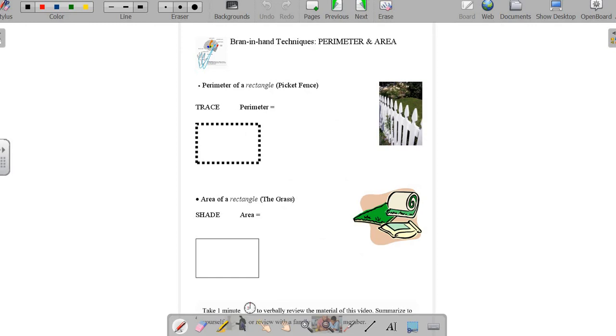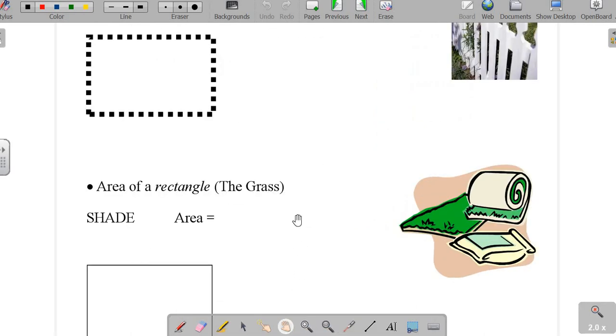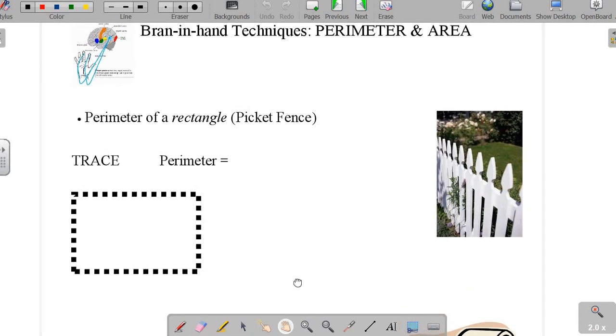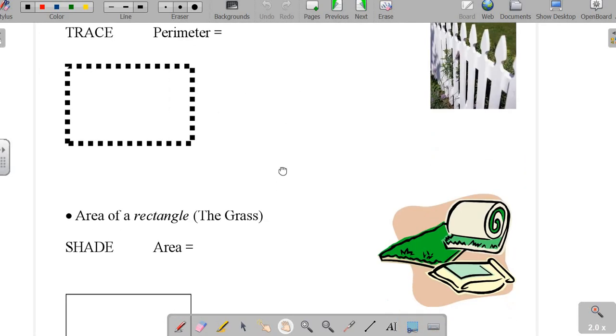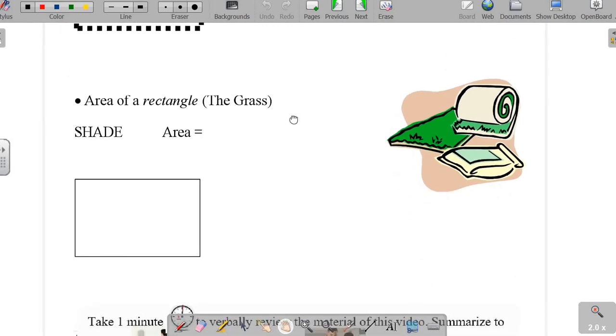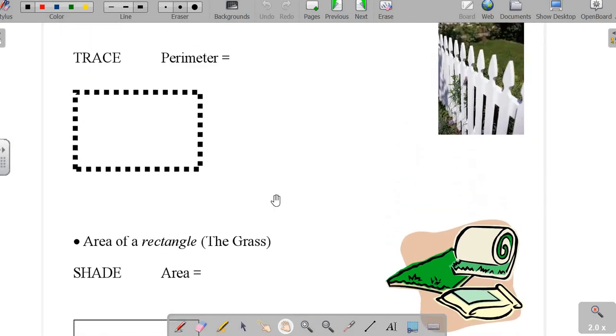I'm going to reintroduce you to perimeter and area. This is a very simplistic concept, but there's some things I'd like you to always do. Perimeter for a rectangle, I want you to think picket fence. And area for a rectangle, I'd like you to think of grass.